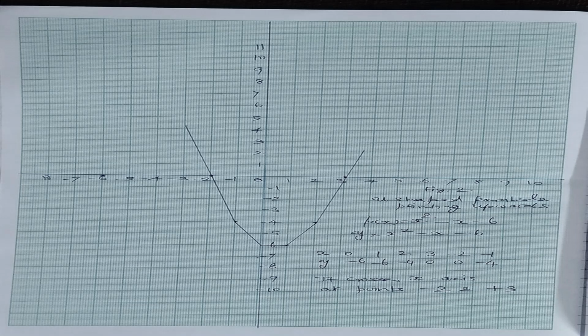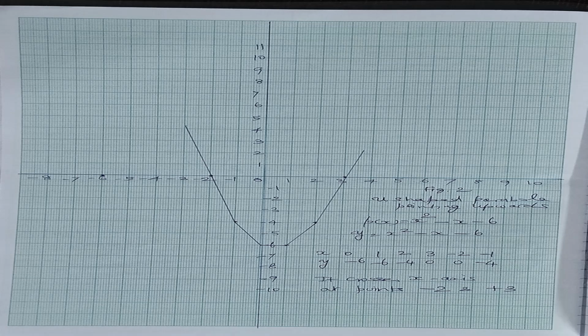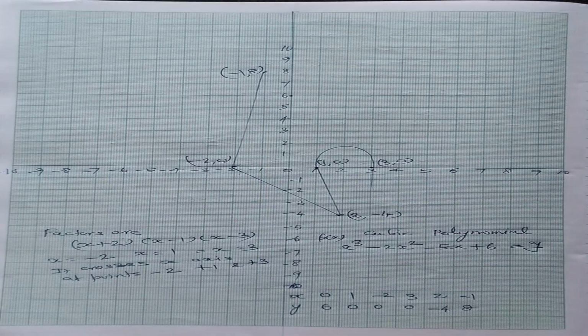In the quadratic polynomial x squared minus x minus 6, the table gives the coordinates of x and y as 0, minus 6; 1, minus 6; 2, minus 4; 3, 0; minus 2, 0; minus 1, minus 4. The y values are zeros at two places, where x is equal to 3 and x is equal to minus 2. This is where the curve crosses the x-axis at points plus 3 and minus 2. The parabola here is U-shaped, pointing upwards because the coefficient of x squared is positive.